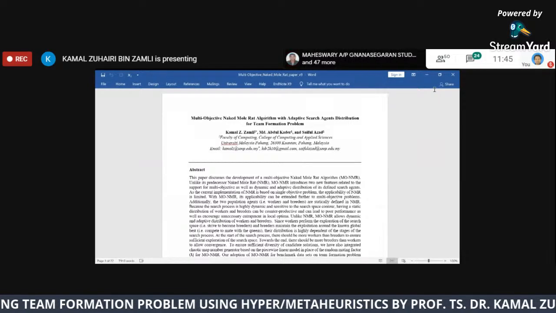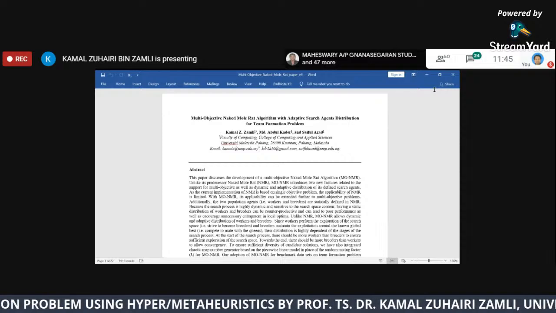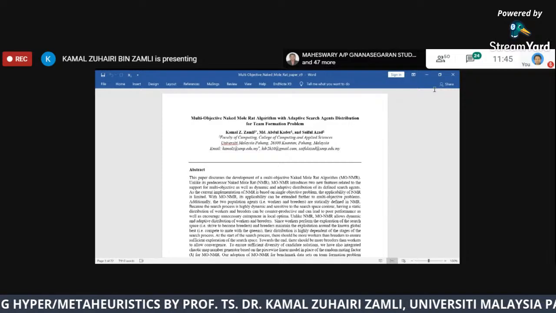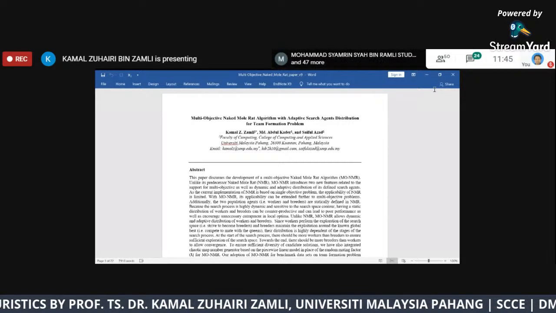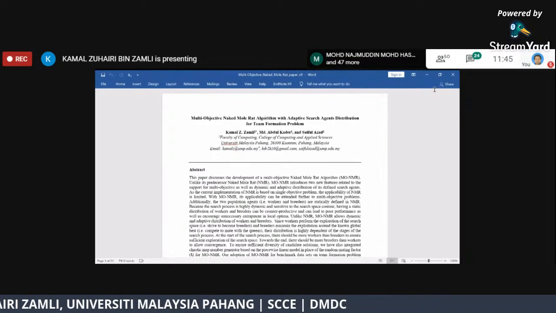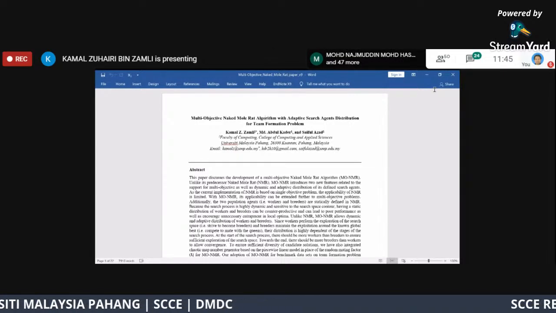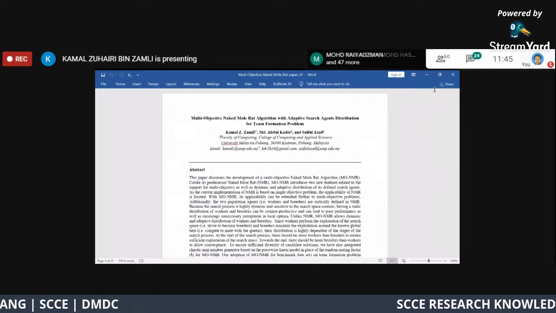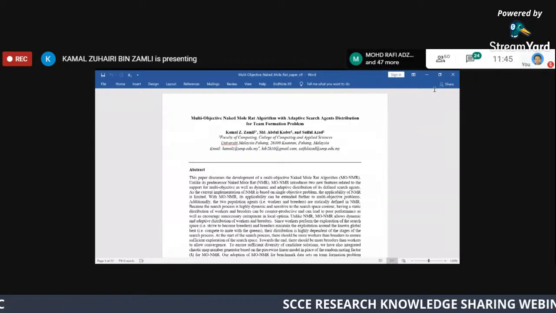If you add a leader, I think it's still a single objective. Yeah, but if you want to add, for example, number of persons against cost, and each person has a different cost, then it can be multi-objective. So you can make this multi-objective.